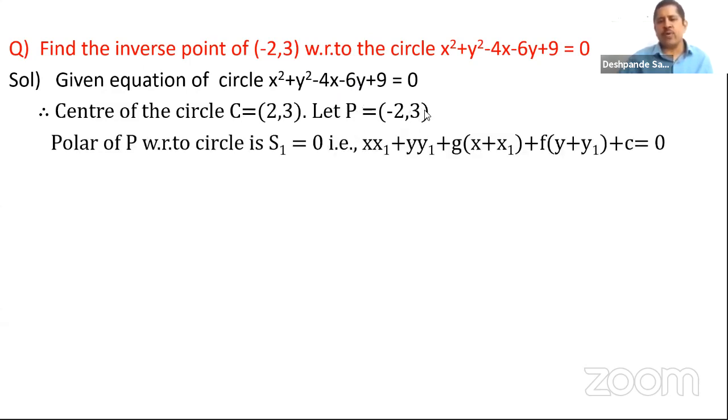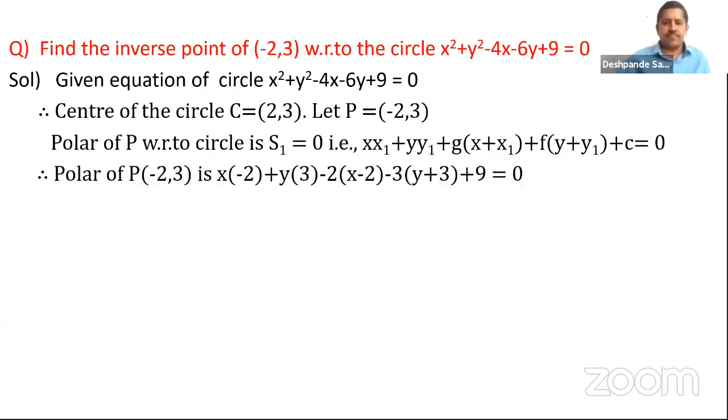So you need to find the polar. So polar of P. What is polar of P? Formula you got, S1 is equal to 0. Use the formula. You know what is x1, y1 here. You know what is the value of G, what is the value of F, what is the value of C. Substitute these values from the equation and from the point in this equation and tell me the answer. So it is x into minus 2 plus y into minus 3 minus 2 times x minus 2 minus 3 times y plus 3 plus 9 is equal to 0.